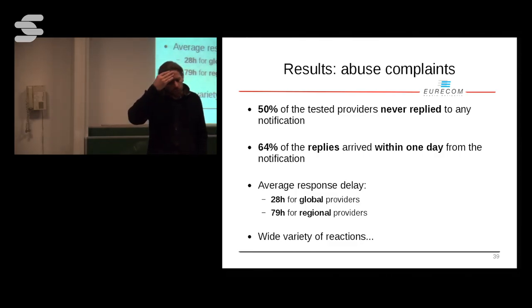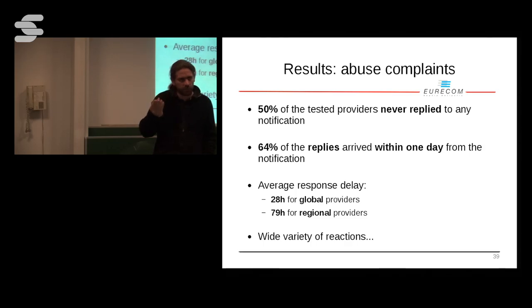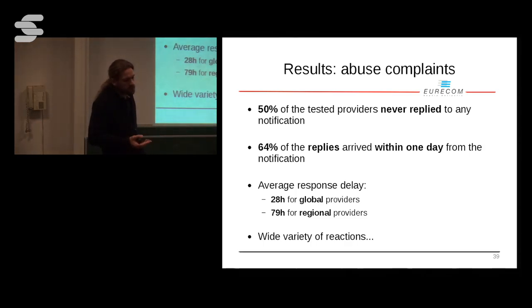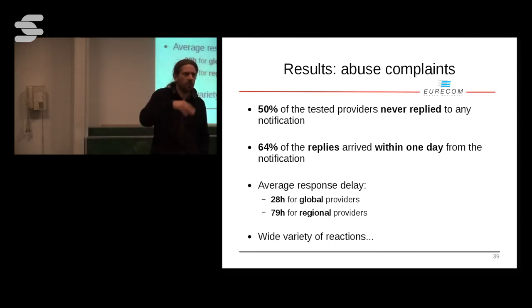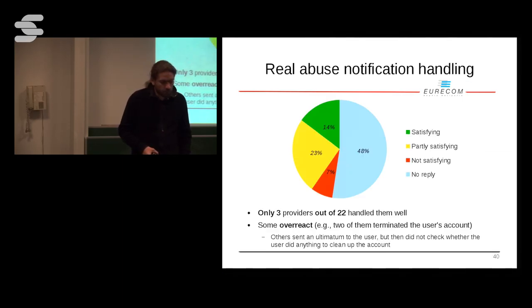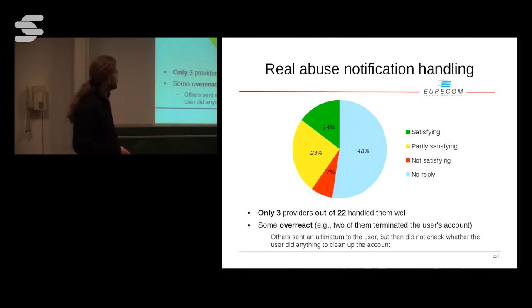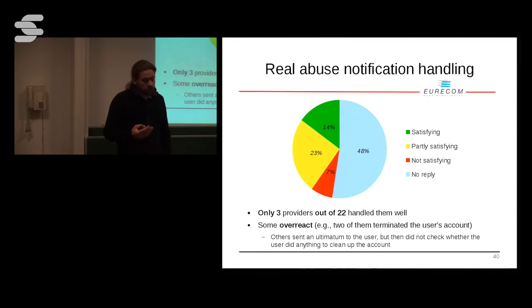So for the abuse complaints, 50% of the providers never replied to any notification, right? So when we send an abuse request, they don't reply. 64% of the replies arrive within one day, so that's a quarter of the total, more or less. The global providers answer faster than the regional ones, and there was a wide variety of reactions. For the real abuse handling, you see half of them do not reply, and then only 14% of them reply satisfyingly, which means some actually overreact.